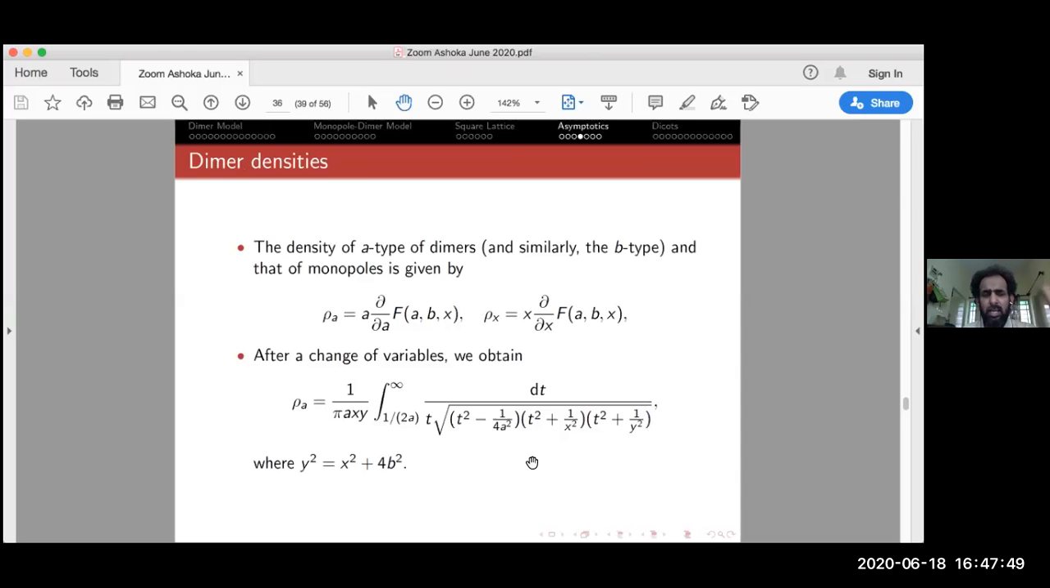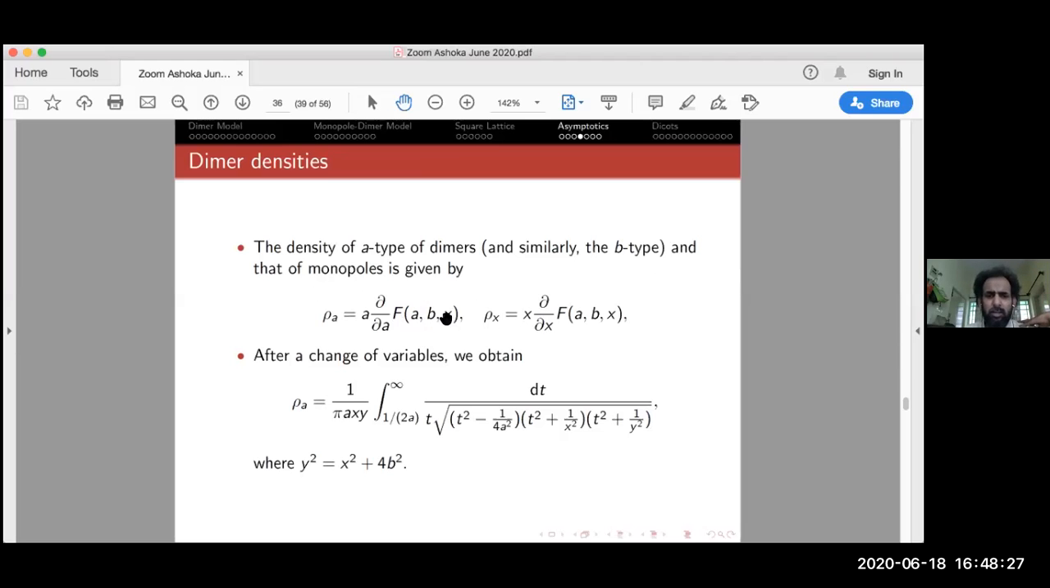And again, you can calculate the density of the dimers. So how likely is it that you're going to find an A-type or a B-type dimer? By the way, I should say that probabilistic interpretations are not legal anymore, because things have signs. So you cannot interpret things probabilistically, at least in an obvious way. But okay. So things are symmetric between A and B.